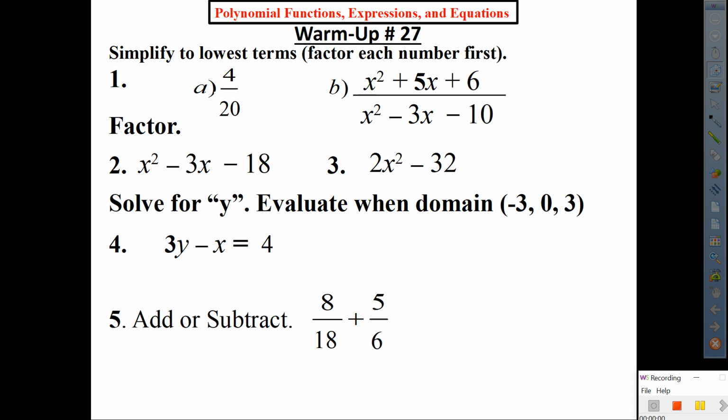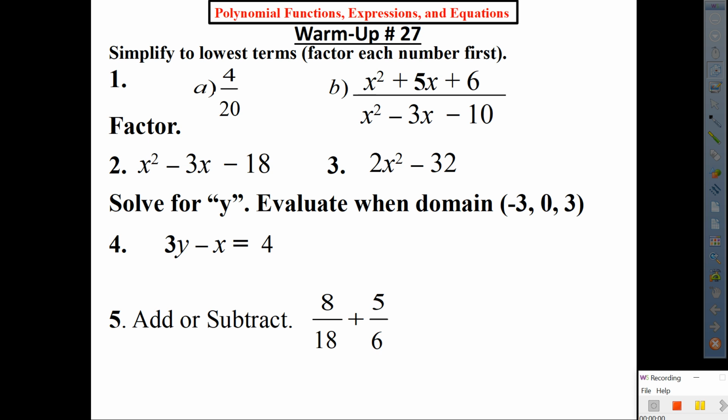So warm-up number 27 reads for numbers 1, A, and B. It says simplify to lowest terms. Factor each number first. Part A is 4/20. Part B is x squared plus 5x plus 6 over x squared minus 3x minus 10.